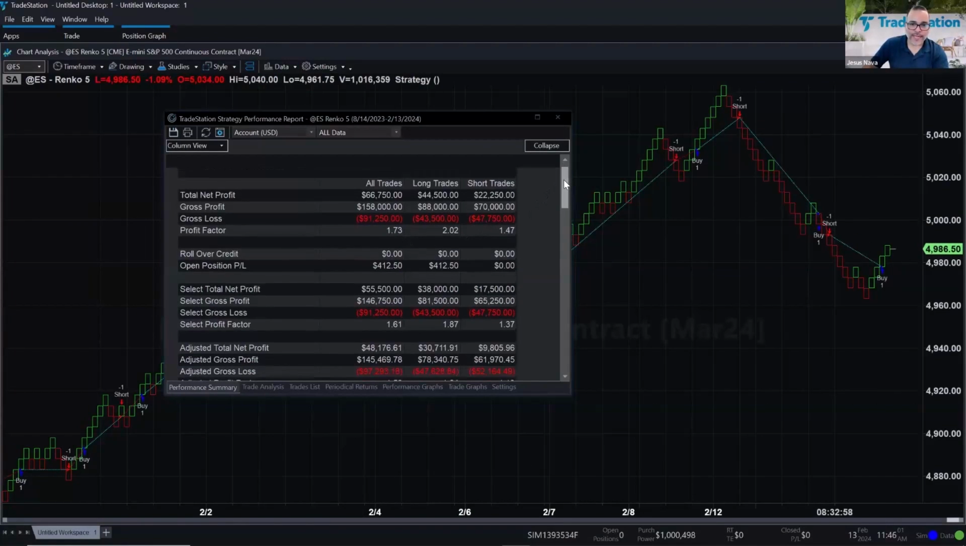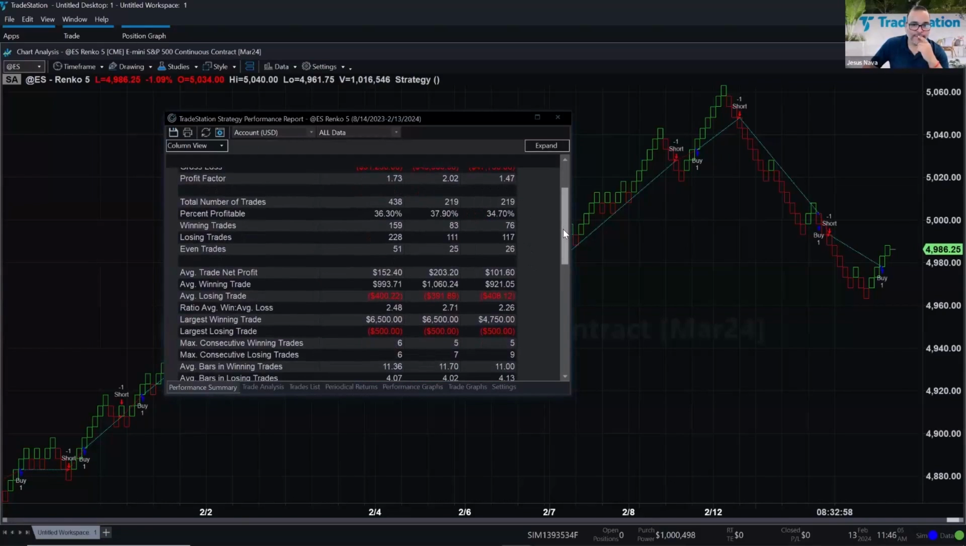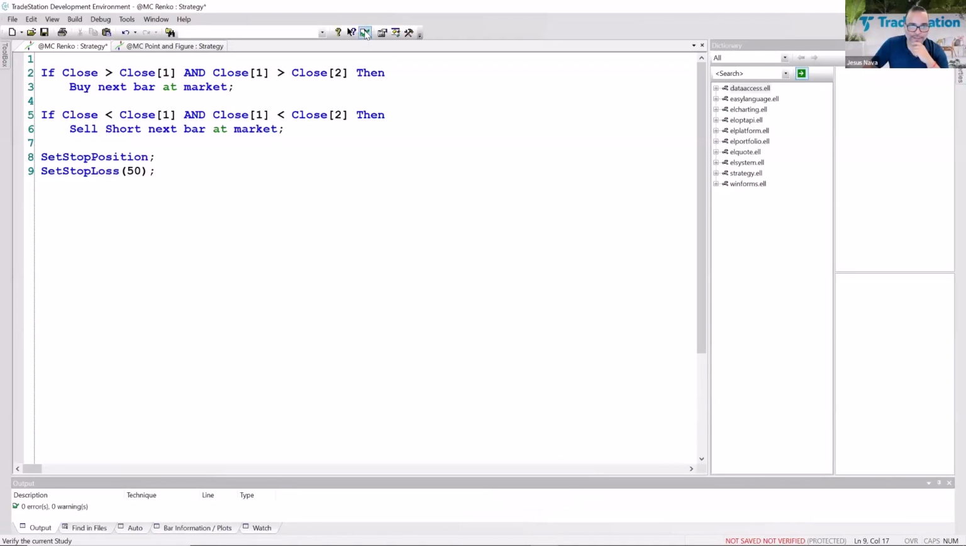If I scroll down, let me collapse the results here, because I see largest winning trade, 6,500, and the largest losing trade, $500. So notice how the largest losing trade, when compared to the largest winning trade, there's a big difference. You would expect that in a trending strategy, but there's other things happening here that are not accurate. Now, let me go here to my EasyLanguage and verify this code. So I verify the code.